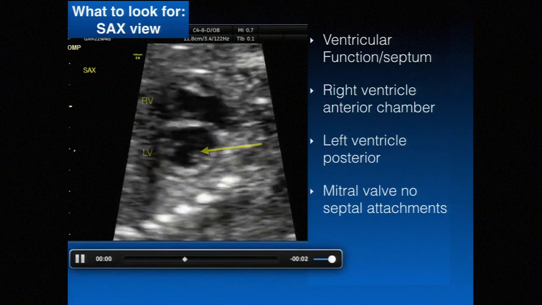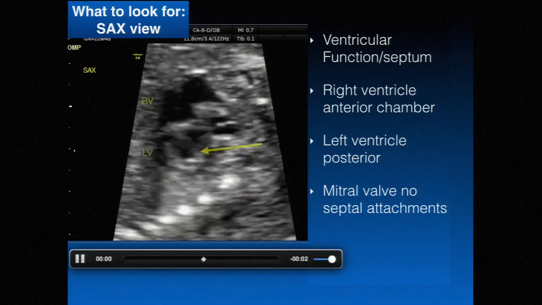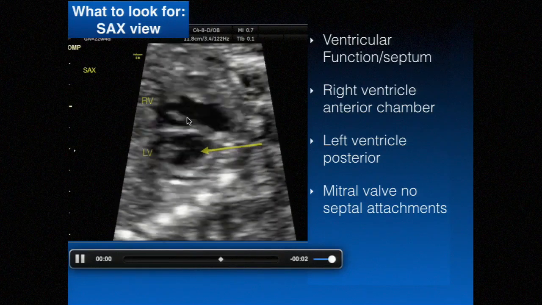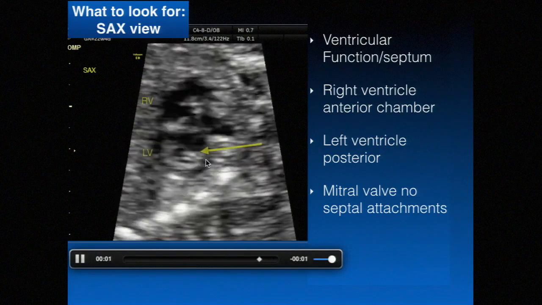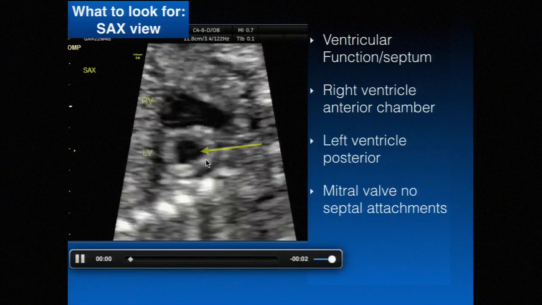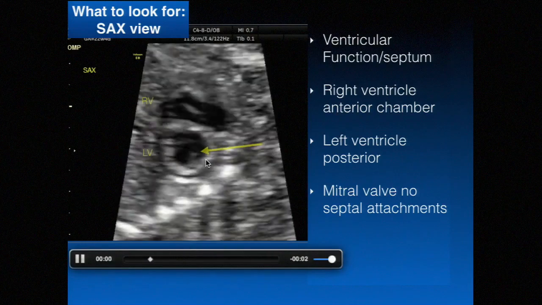This is also a view that I like to use when we have an AV canal, because we can appreciate the single valve in cross-section as well. So it's a really nice view to confirm, particularly in cases that aren't as straightforward.